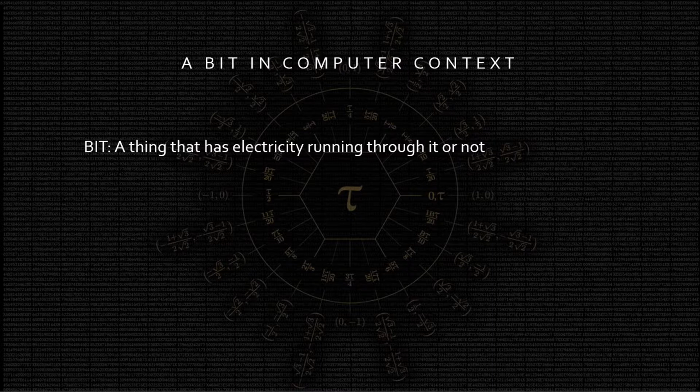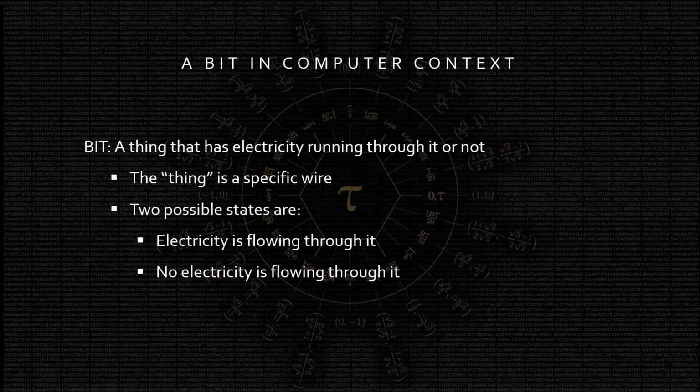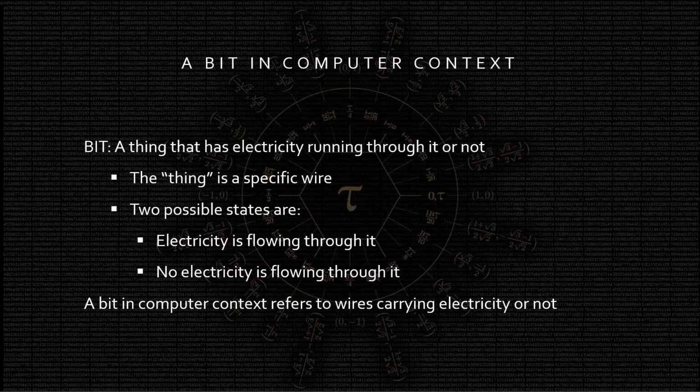In a computer context, the thing is a specific wire that we've designated or identified. And its two possible states are simple. Either it has electricity flowing through it, or it doesn't have any electricity flowing through it. And as you can probably tell, a wire can be either one of those things, but not both or neither. I mean, a wire can't have both electricity flowing through it and no electricity flowing through it. It doesn't really make any sense. So a bit in computer context refers to wires that are carrying electricity or not, simply put.